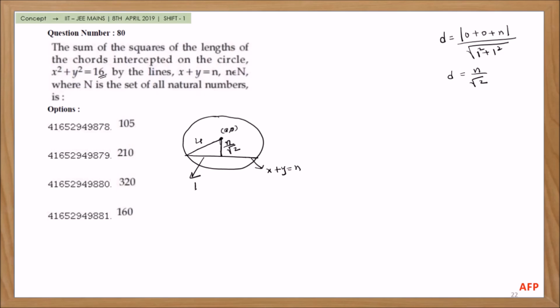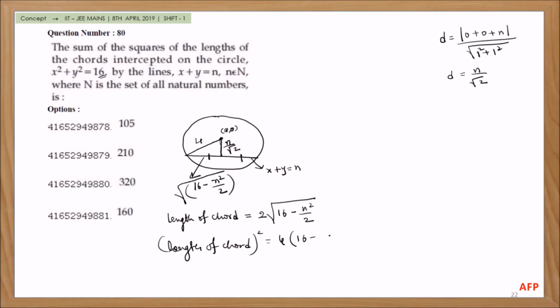What about this distance? This distance is 16 minus n square by 2. Okay, this is what we are having. So this is an equal distance. Length of chord is equal to 2 times the square root of (16 minus n square divided by 2). But they asked us for the sum of the squares of it. We will make squaring on both sides, so 4 times 16 minus n square by 2, or if you multiply, 64 minus 2n square.